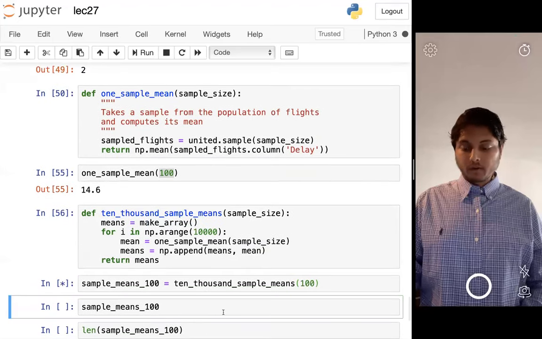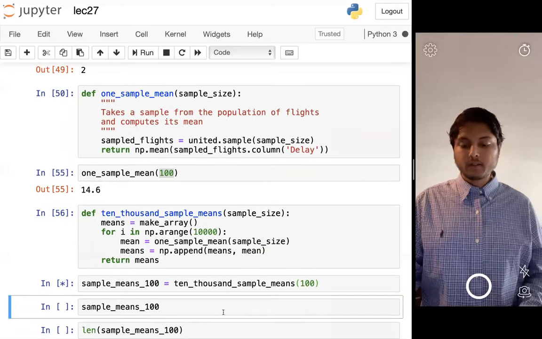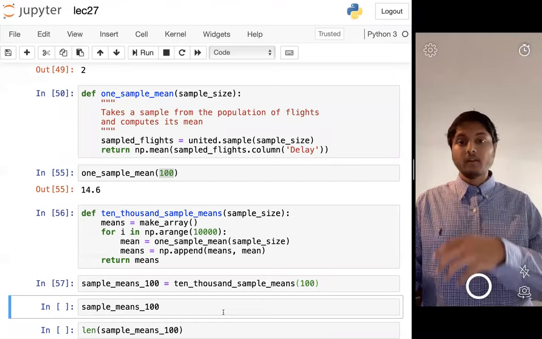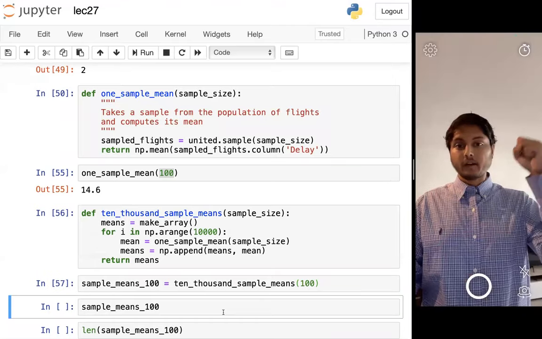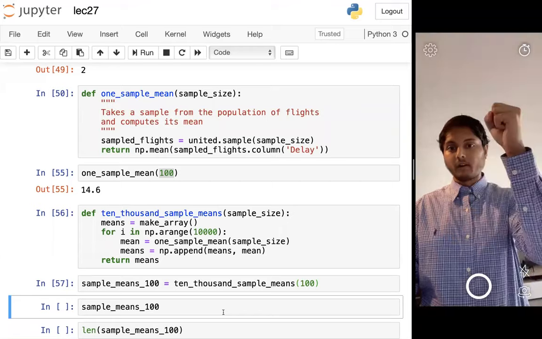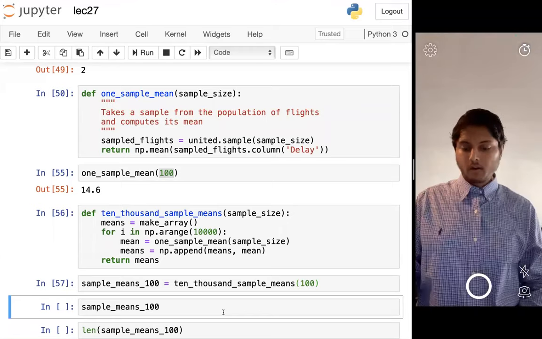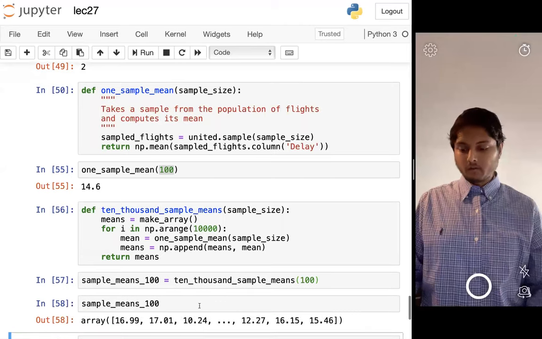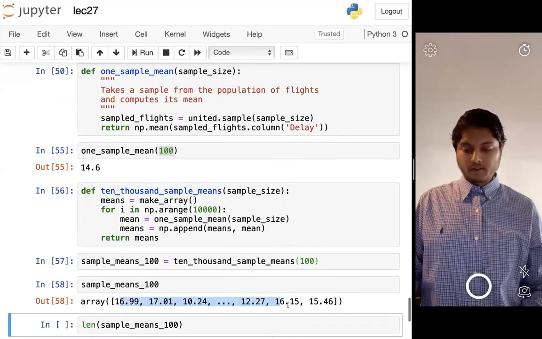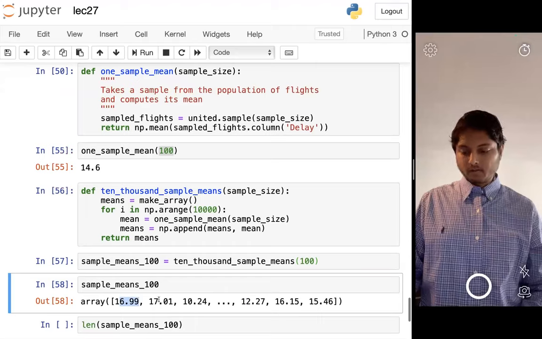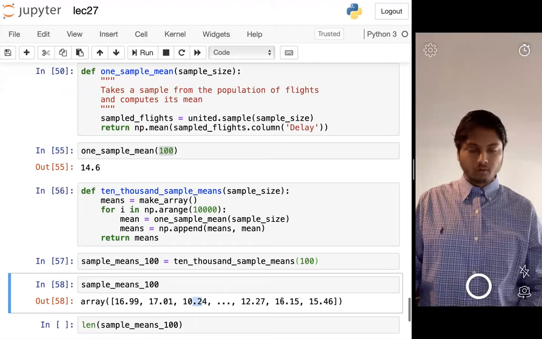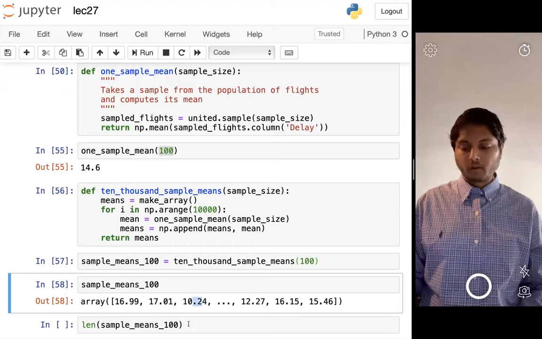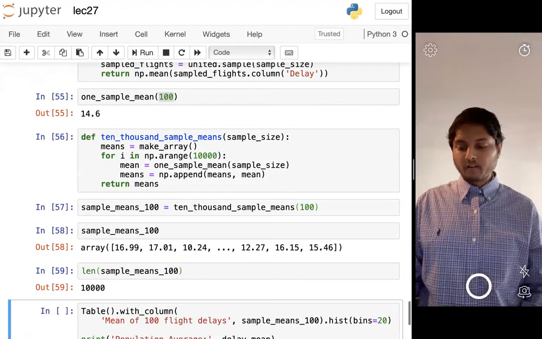This takes a little bit of time. Basically, 10,000 times, it's going to do a sample of size 100 and calculate the average delay. Do that 10,000 times. All right, so now we have 10,000 average delays, and we can look at them. These are the average delays we got. One time we got 17, 17, 10, and so on. You can see how it's jumping around. And just to verify, this is 10,000 values.